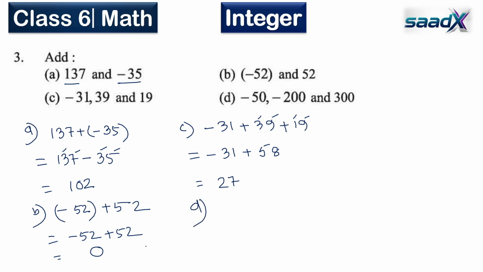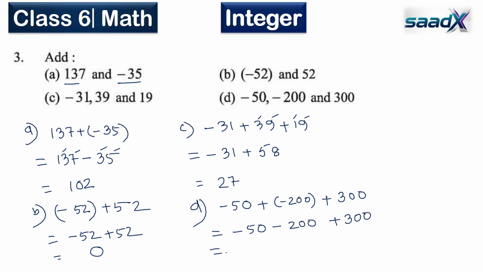Number D, minus 50 plus minus 200 plus 300. So here is minus 50 plus and minus minus 200 plus 300. Now look, minus 50 minus 200, it should be minus 250, plus 300. So answer will be plus 50. Very easy.